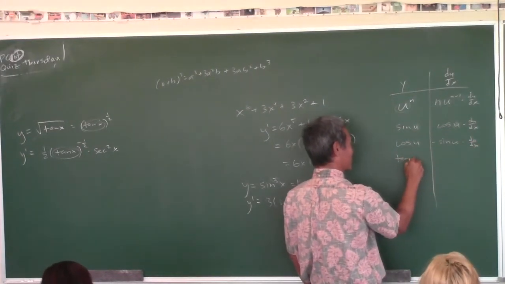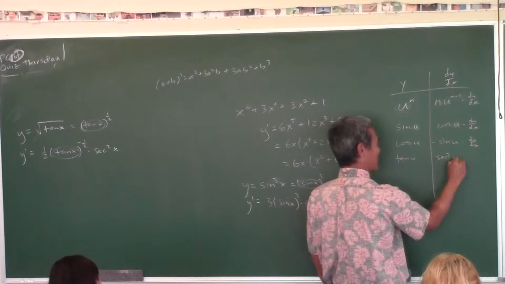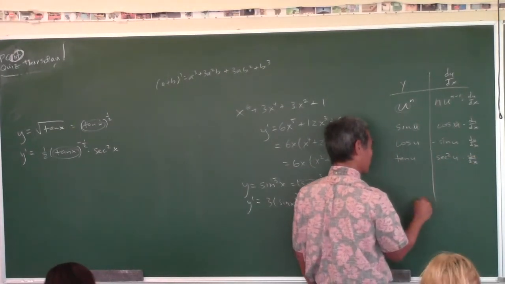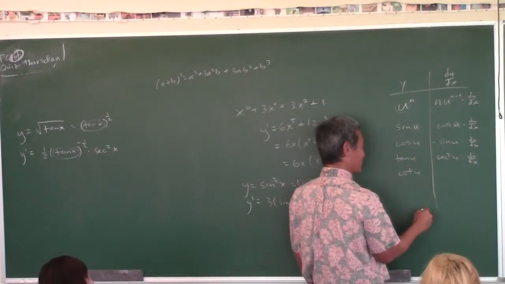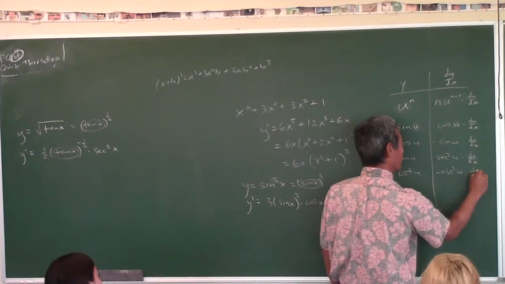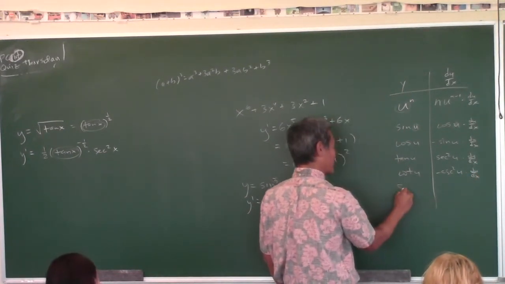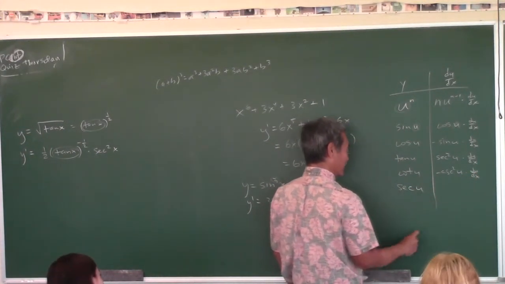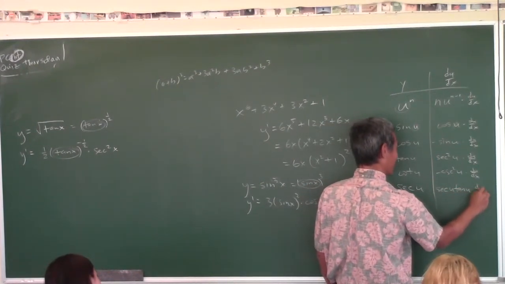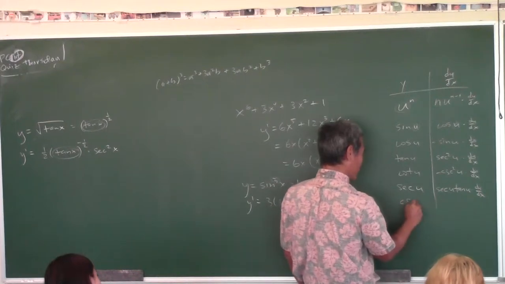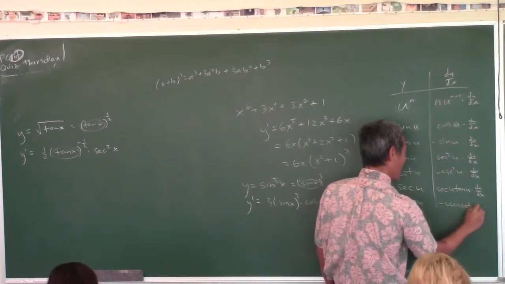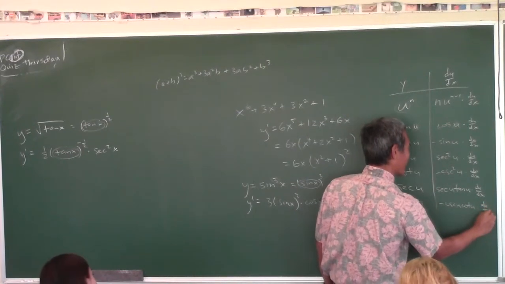What about tangent box? Is the derivative just secant squared box? No, you gotta multiply by the derivative of box. What about cotangent box? Is it just negative cosecant squared box? No, you gotta multiply by the derivative of box. What about secant box? Is it just secant box? And then cosecant box. Negative cosecant box, cotangent box, times the derivative of box.